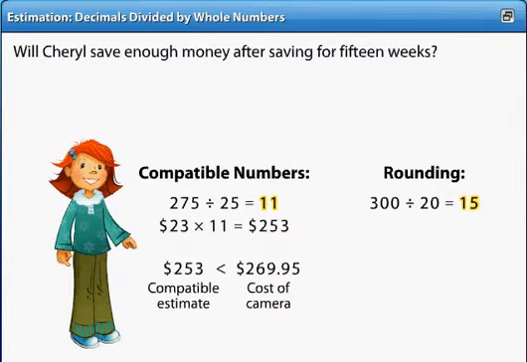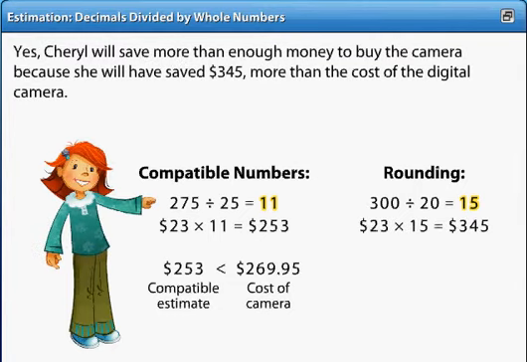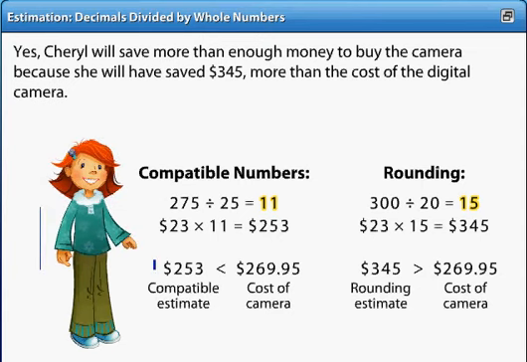Will Cheryl save enough money after saving for 15 weeks? Yeah, and she'll actually have extra, because she's making more than $20 per week. She's making 23. So really, you would have to multiply 15 times 3 to see how much extra she would have. But she'd have enough. Yes, Cheryl will save more than enough money to buy the camera because she will have saved $345, more than the cost of the digital camera.